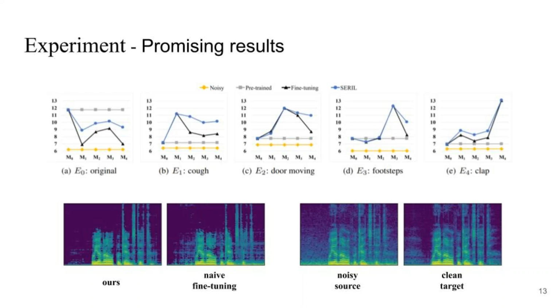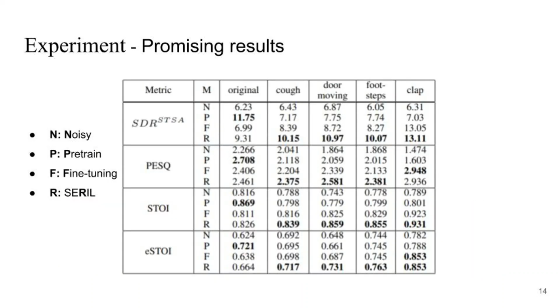M0 to M4 were then tested on 5 testing sets. The SDR scores of the 5 models tested on the 5 testing sets are shown in the above figure, as you can see the difference between SERIL and naive fine-tuning. It is obvious to see the distortion caused by the catastrophic forgetting effect. The above table shows the SDR, PESQ, STOI, and extended STOI scores of the final model M4 learned using the fine-tuning method and the SERIL on the 5 testing sets. All testing environments except for original, which is under a matched training-testing condition for the baseline model.